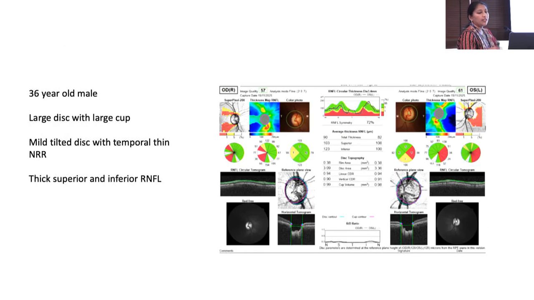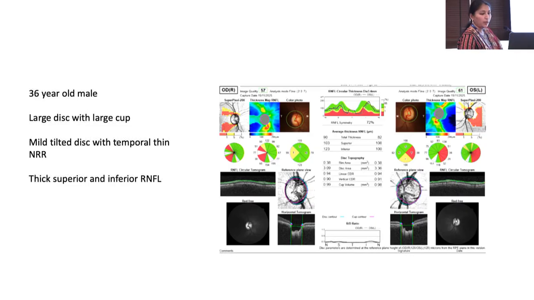So this is a 36-year-old male who presented with a large disc with a large cup. In the OCT, you find the vertical CDR is about 0.9, but all the RNFLs are in green. The superior and the inferior RNFLs are in green. So this is a case of a physiologically large disc with a large cup where all the disc parameters are normal, but he had a temporal thinning.